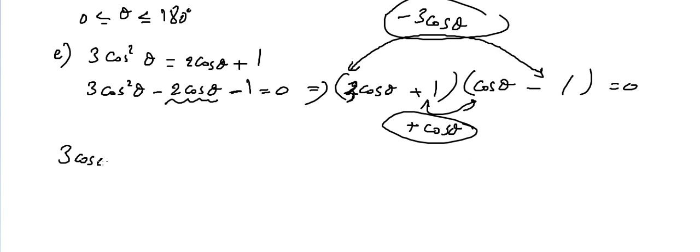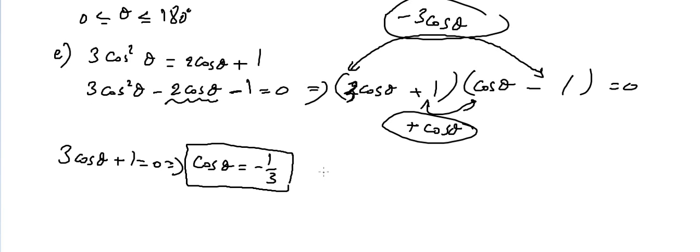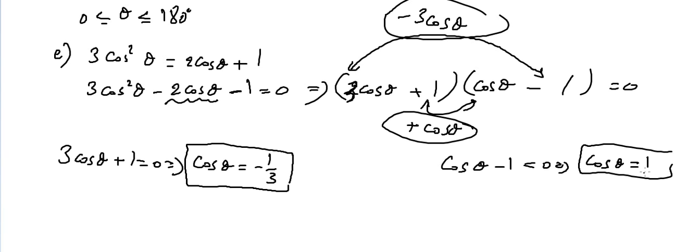Since we have a factorization, we take each factor equal to 0. Taking 3 cosine theta plus 1 equal to 0 implies cosine theta is equal to minus 1 over 3, and we work with this alone. Then taking cosine theta minus 1 equal to 0 gives cosine theta equal to 1. This one is easy: cosine of what equals 1? Cosine 0. So theta equals 0 plus 2k pi, which means 360 degrees k.